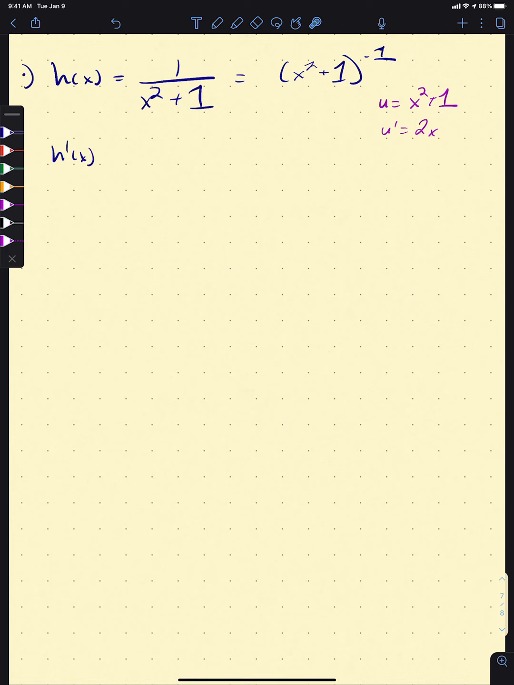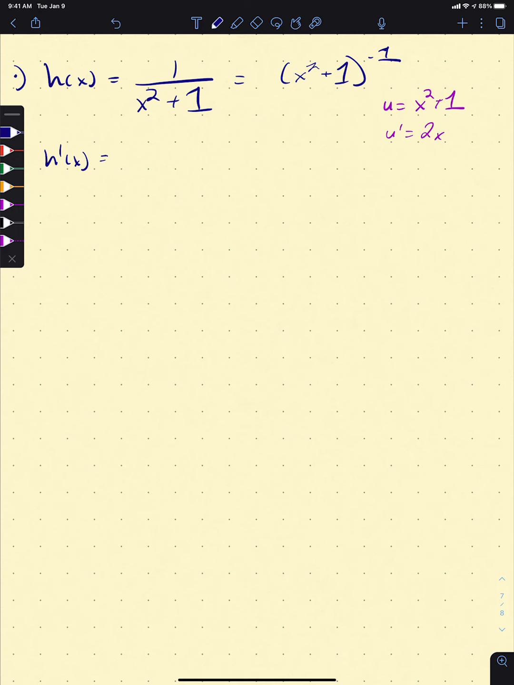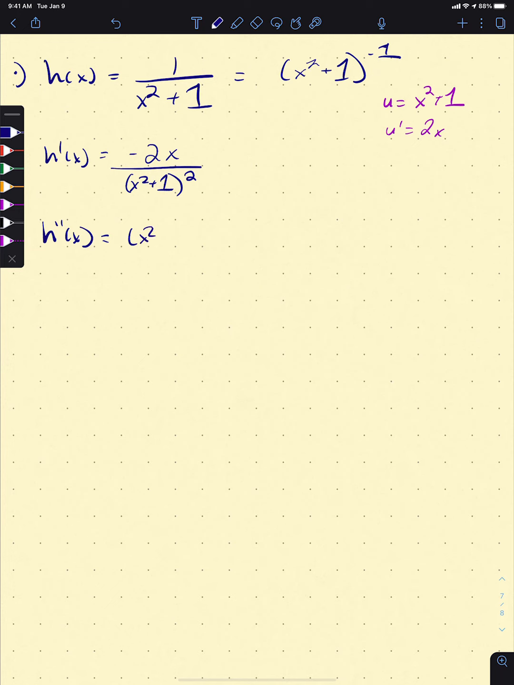So then h prime of x, first I take the derivative of this guy where this is u. So that's going to be negative 1 over the thing that I called u, which is x squared plus 1 squared. And then I need to multiply by the derivative of the inside, which is 2x, and that's our derivative. For our second derivative, we're going to need to take the quotient rule. So we'll do low d high. The derivative of negative 2x is just negative 2, minus high d low.